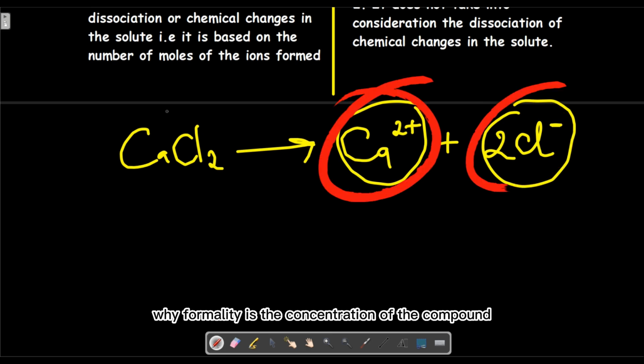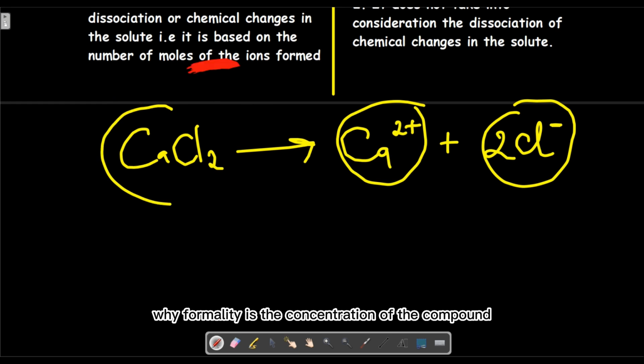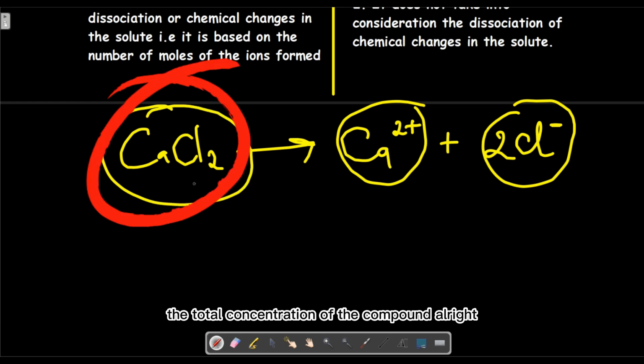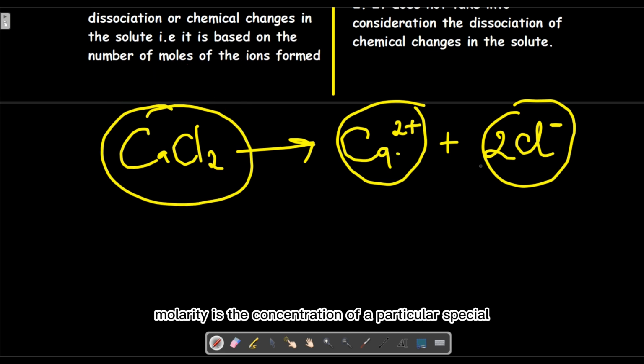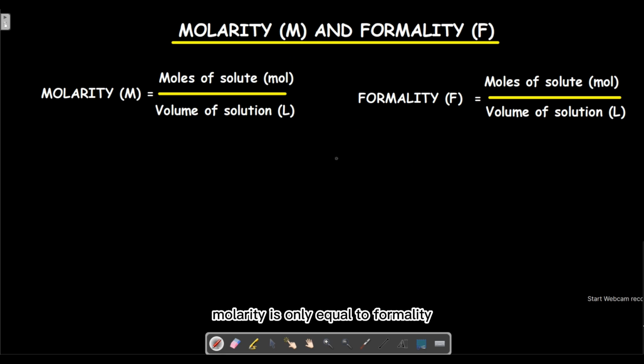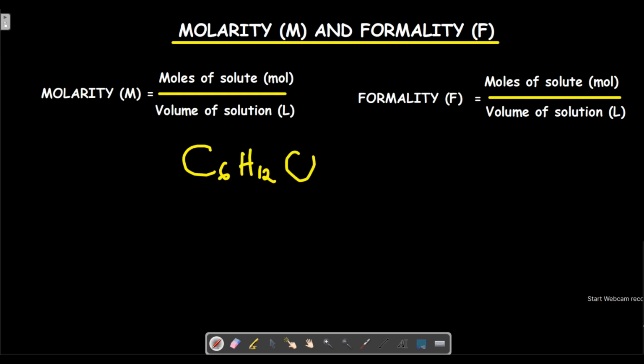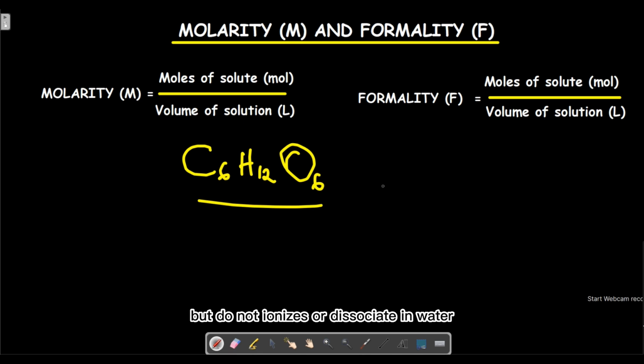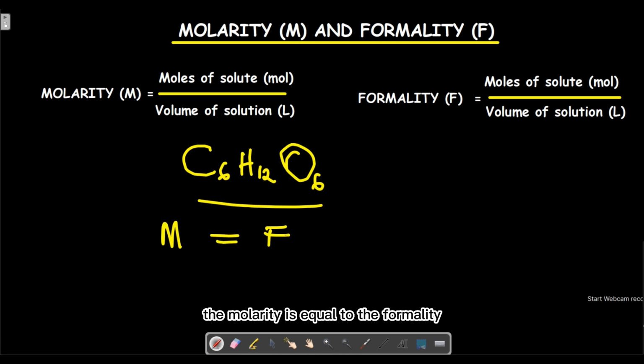While formality is the total concentration of the compound, the substance's total concentration, molarity is the concentration of a particular species. Molarity is only equal to formality if the substance does not ionize in water. For example, let's say glucose. Glucose dissolves in water but does not ionize or dissociate in water. So in the case of glucose, the molarity is equal to the formality.